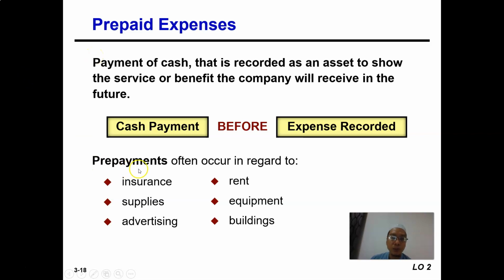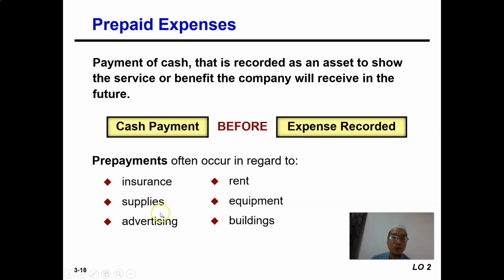So prepayments often occur in regards to insurance and rent. I have given the example of rent. Insurance, similarly, a very simple one is when you use a car. Every year you need to renew your insurance, but that insurance is for 1 year, so you pay your insurance in advance for 1 year. So you expect to receive the benefit from the insurance coverage for the next period of 12 months.